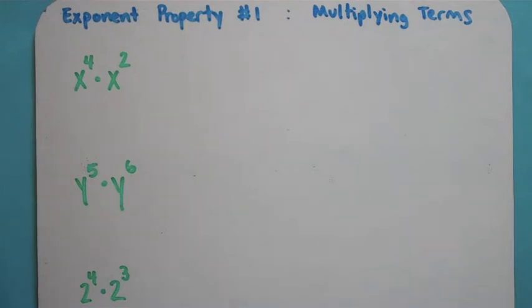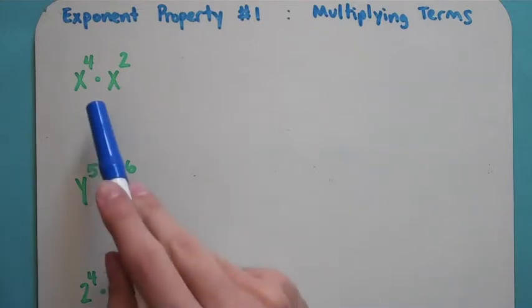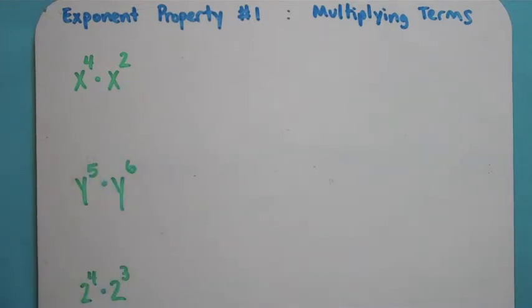Now that we have our ground rules established, we're going to go ahead and talk about some different properties of exponents. And we're going to kind of figure them out one per video here. So we're going to see where these properties are coming from. On my first problem, I have x to the fourth times x squared.